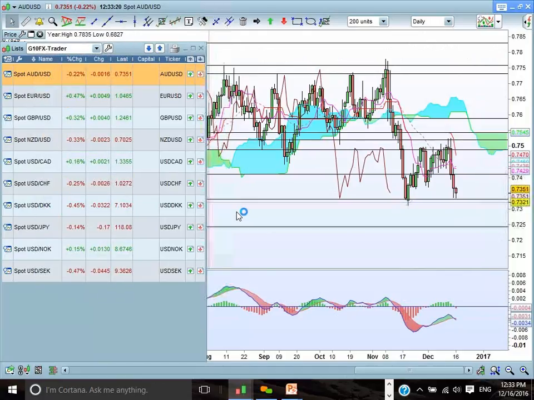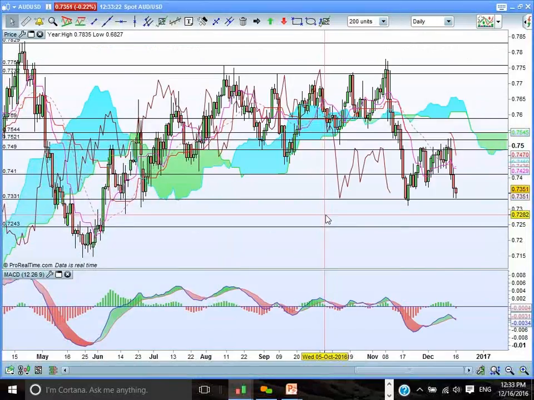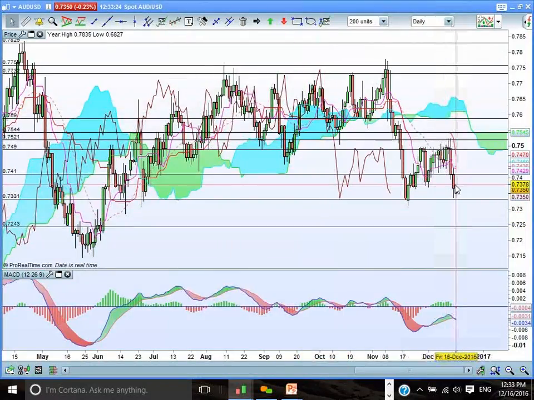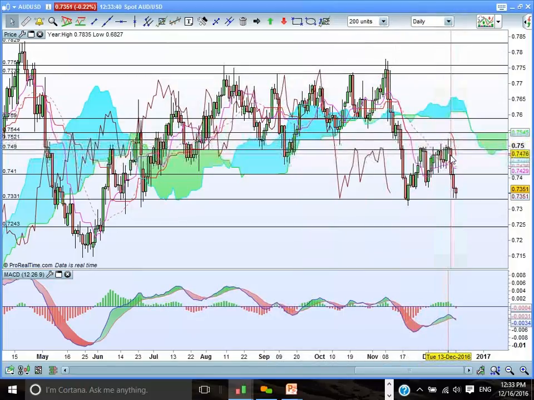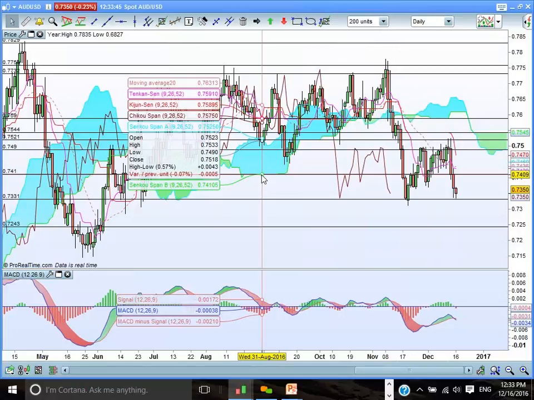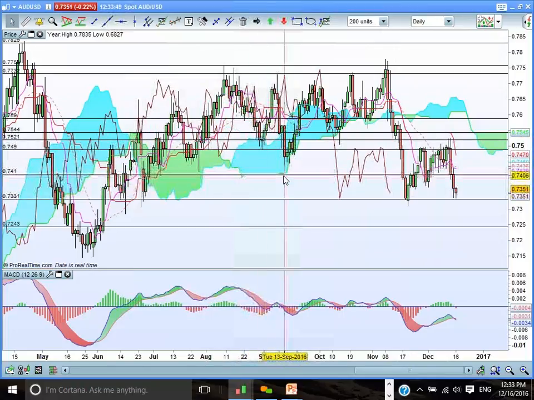Now we can see here we've had a tremendous sell-off and a downtrend since the currency sliced through the cloud chart support area there. The cloud is now the new resistance area. We can see these old cloud chart levels that used to be support are now resistance zones. There was another support level at 0.74.1, which is also now a new resistance zone.